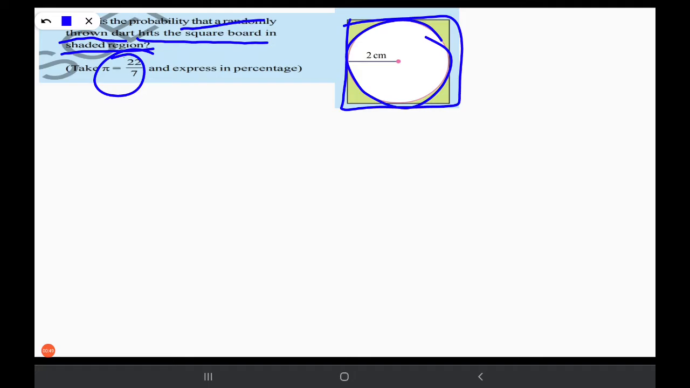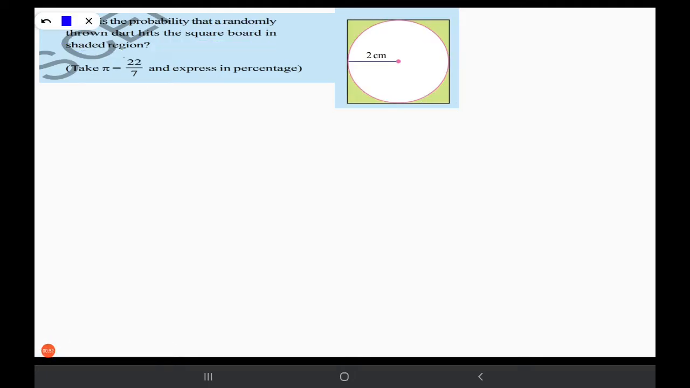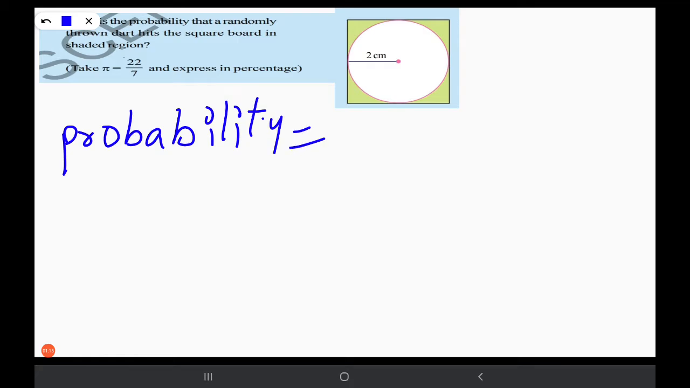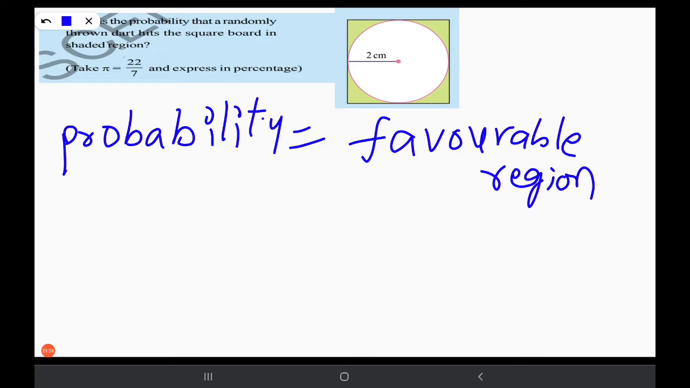What is the shaded region here? Yes, see, this part is the shaded region. So we have to find the probability for that particular region. So how will we find that probability? See, here the formula becomes probability equals favorable region by total region.